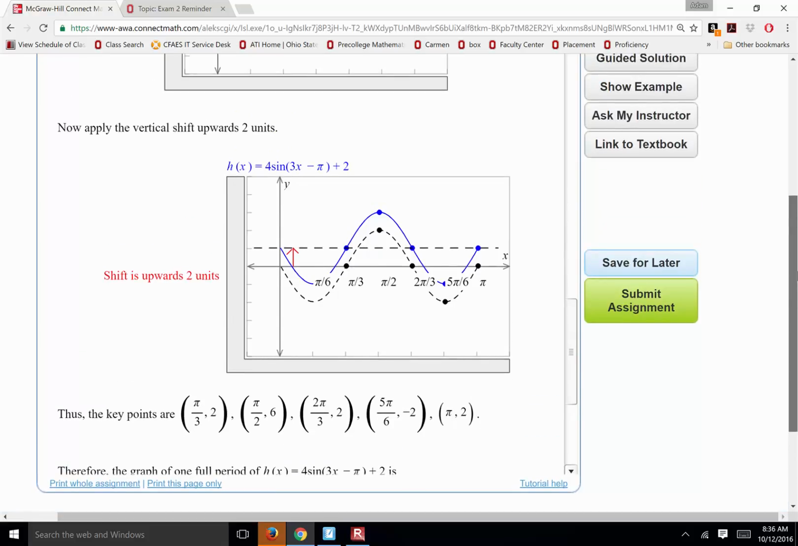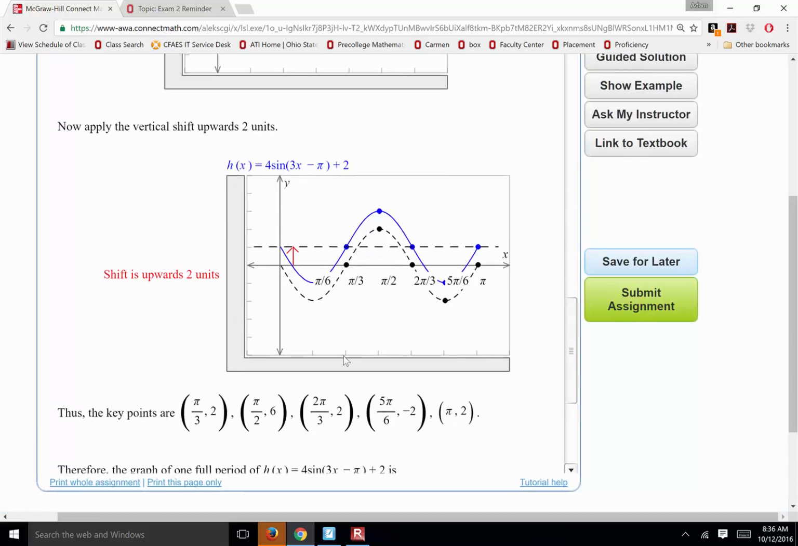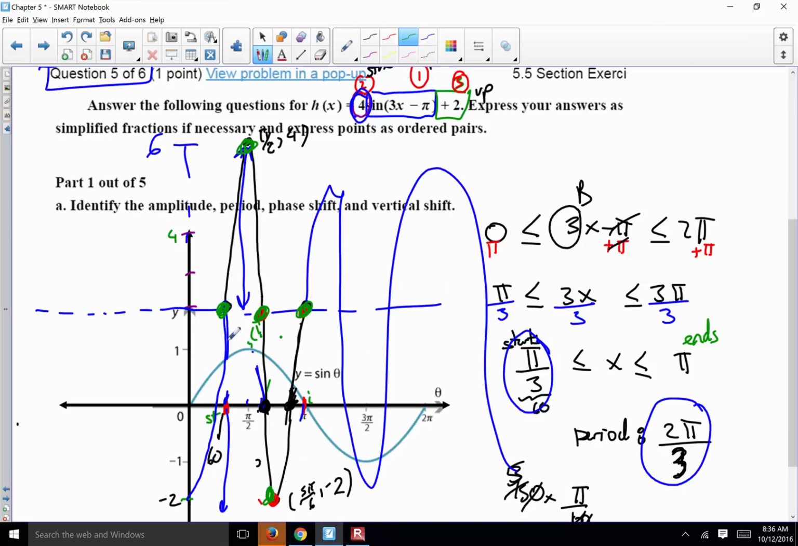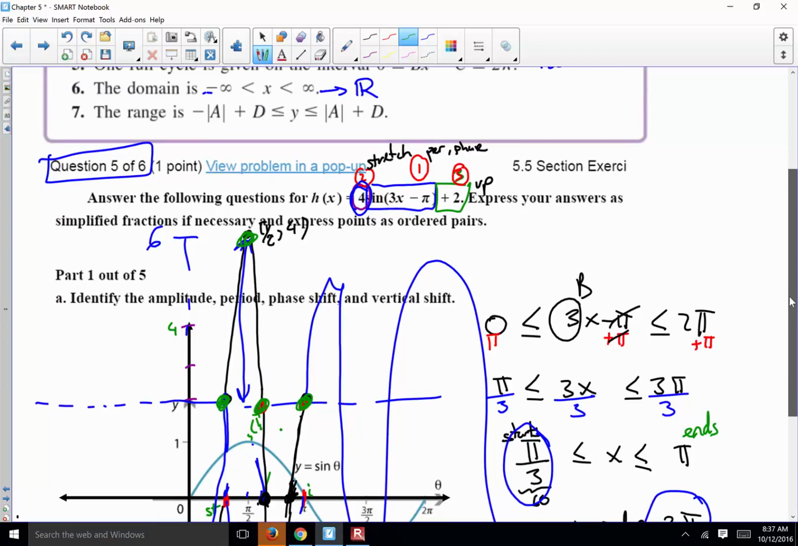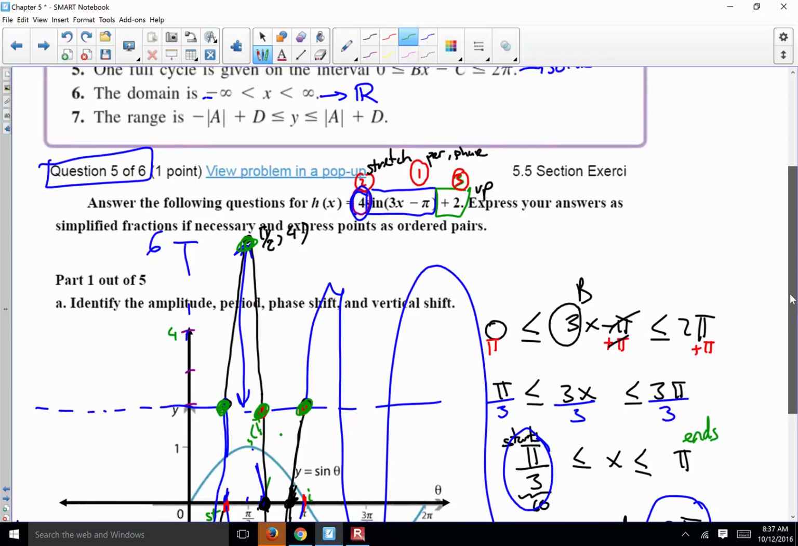Okay? So this second part, this second notch here, is this one. Alright, a little bit confusing, but we managed to get it right. Any questions?